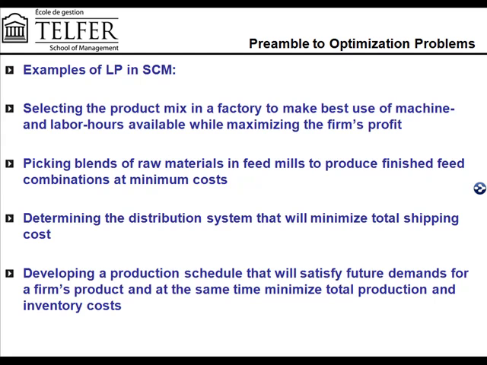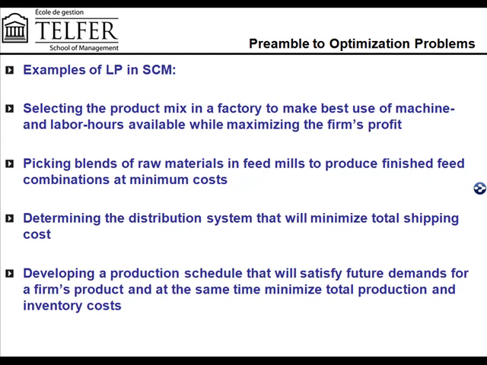Another category would be in scheduling, especially production scheduling. So if you want to allocate your machine time and labor time to various tasks, this is especially relevant in a job shop environment where you want to minimize the total cost of production and minimize your total inventory costs as well. So linear programming provides a good technique to solve those types of problems as well. So there are various applications of linear programming.